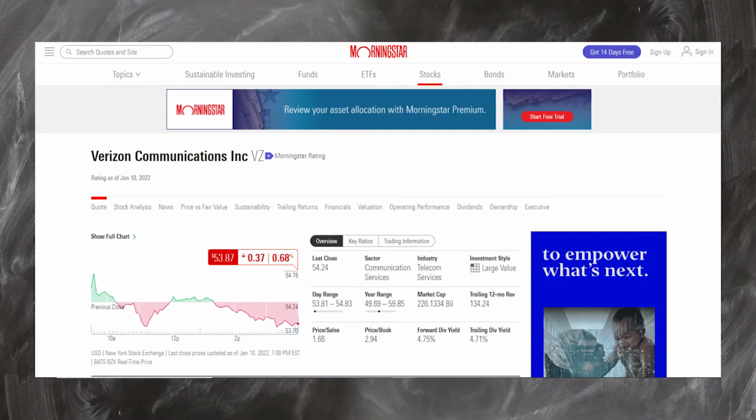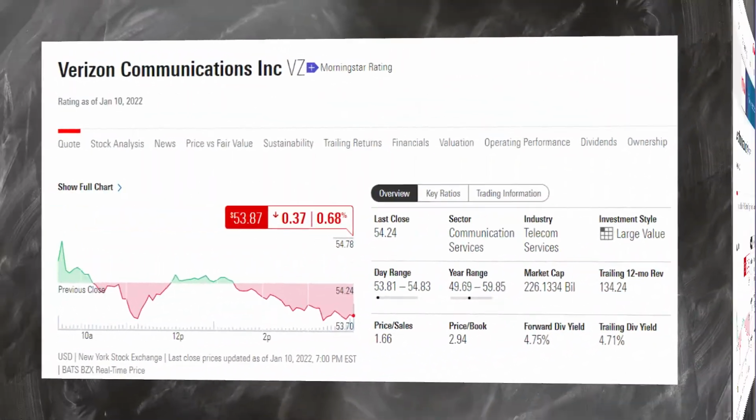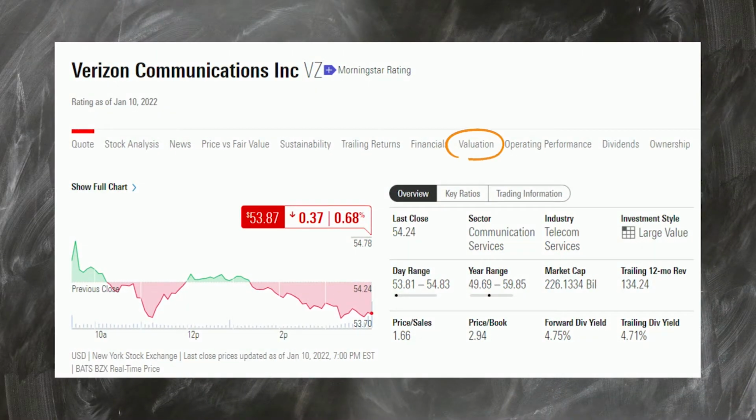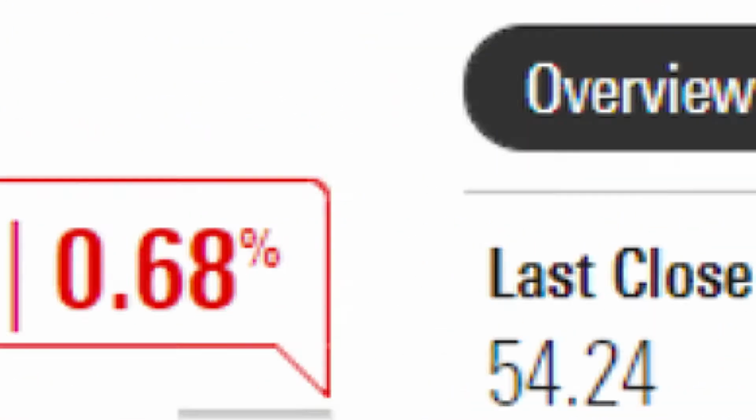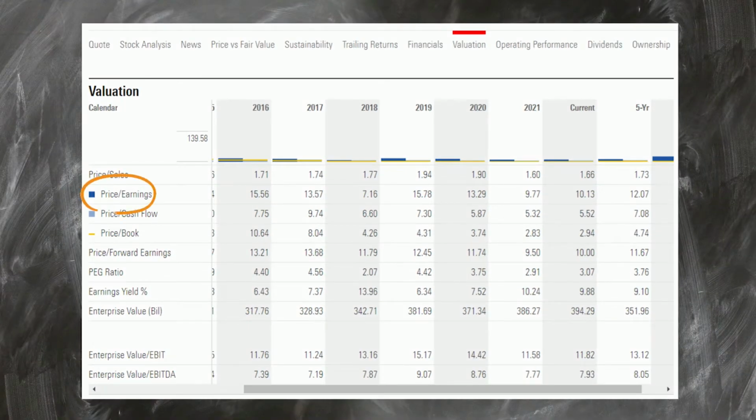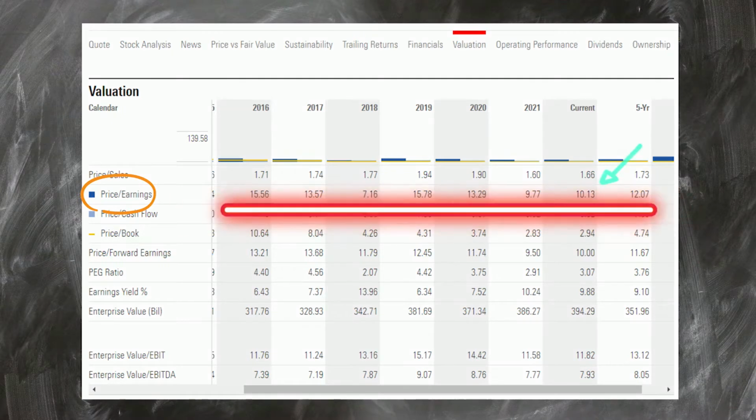Now, once you're at the stock page on Morningstar's website, just click on the Valuation tab and you'll see some important historical data. Under Price to Earnings, you can see the PE values over the last several years. For Verizon, it's lower on average than it has been historically, signaling that it could be a safe investment provided there are no other major factors.